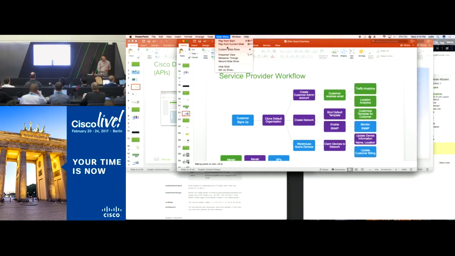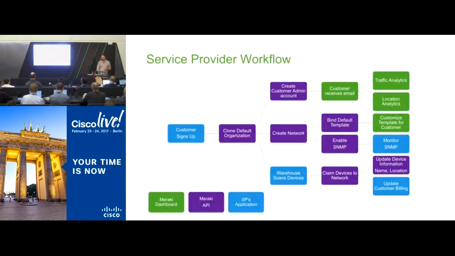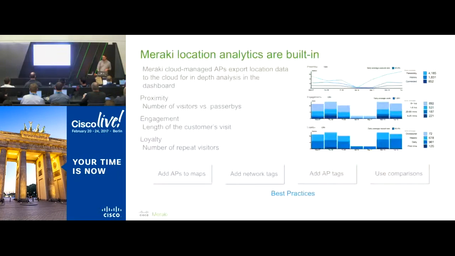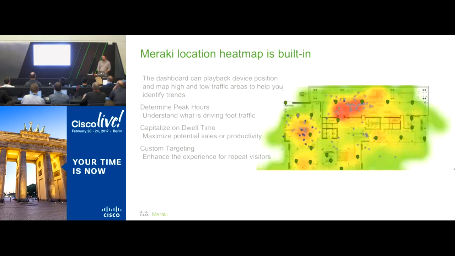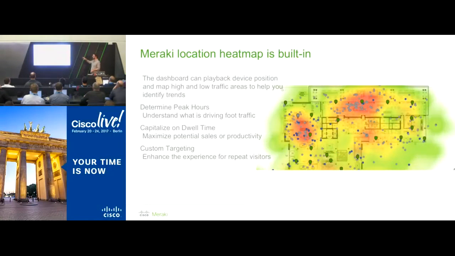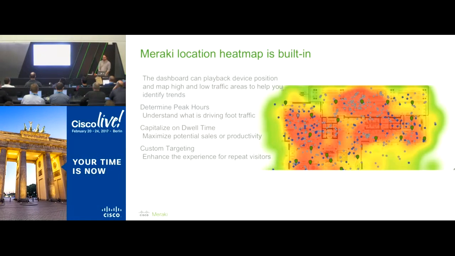So I want to stop and introduce you guys to another big feature which we have on our dashboard, which is the location analytics. And I showed you a heat map for a second there. But one of the key things that we have built in to our product is analytics. So we tell you how many people are coming by, how long people are staying, and how many people are coming back as loyal customers. So you have this proximity, engagement, loyalty. And you also have a beautiful heat map. You can track people moving around. And I can show you all that data on the dashboard as well.